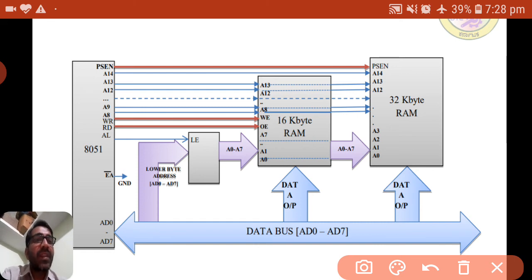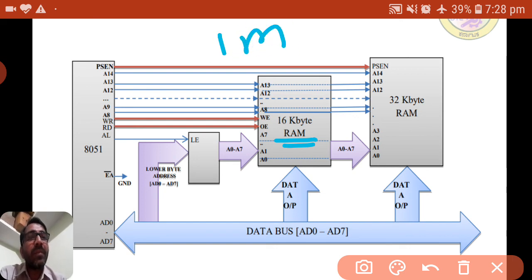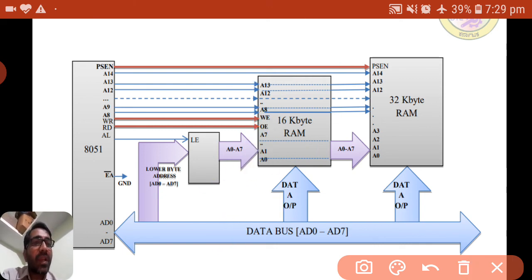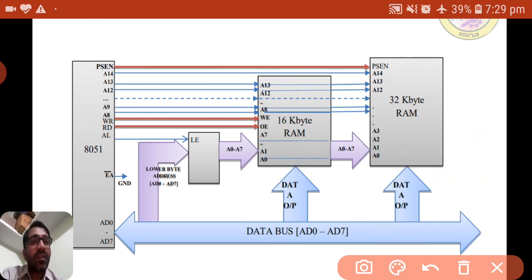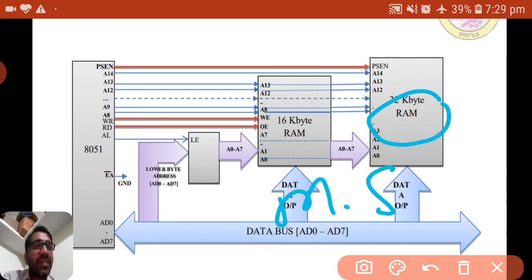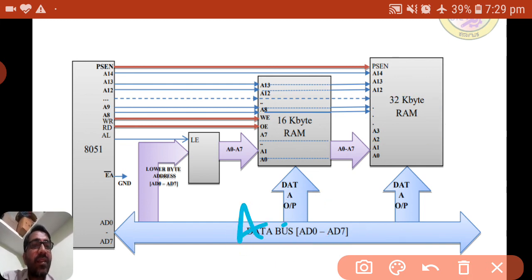In the exam the size may be different. They may ask for 1 MB, 2 MB, or maybe 64k, or 128k, or they may ask only for 512 bytes interface. So what changes we need to remember is, first we need to concentrate on the memory size. What is the memory size? We need to calculate the address lines.